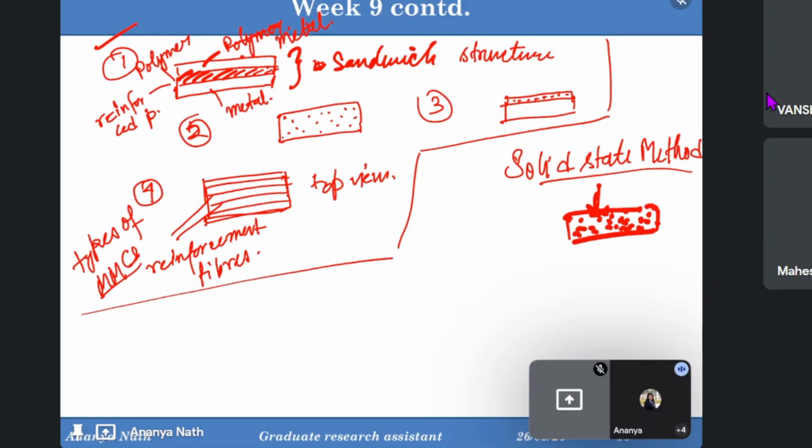So that is the solid state method. Then the high energy, high rate process. High energy can be provided by some mechanical or electrical means, and rapidly, so that will be called high rate. So with a rapid speed you are providing some high energy onto this type of solid state processing, and you are getting some MMC.